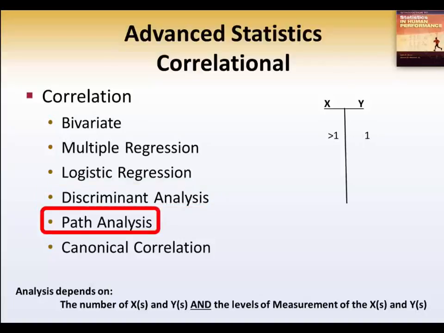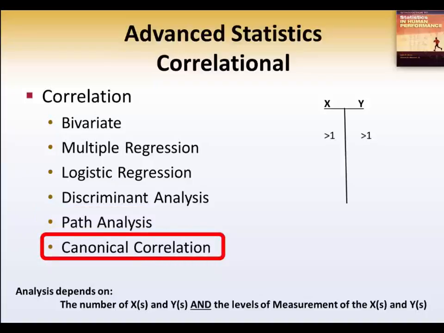Next, we have path analysis. We have one dependent measure and multiple independent measures. Essentially, path analysis is an attempt to look at the relationship amongst the various x variables, predictors, and how they relate collectively to the y or dependent variable.